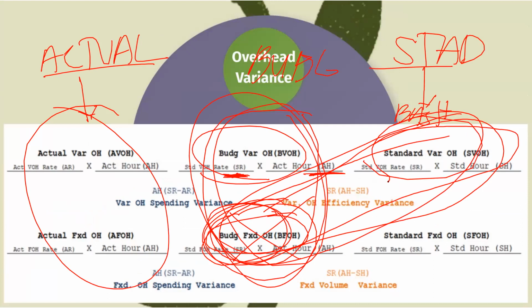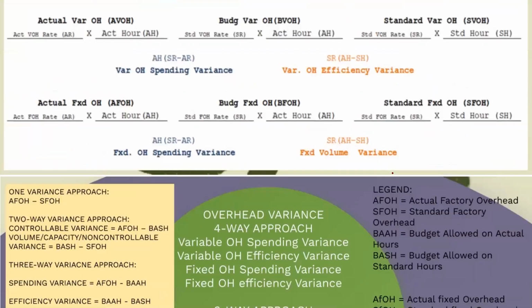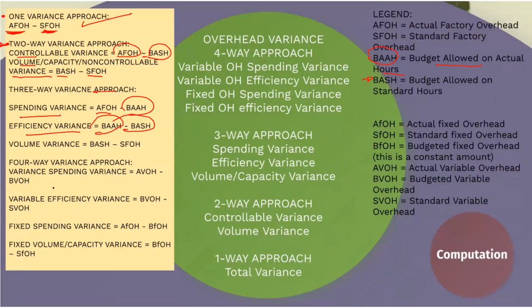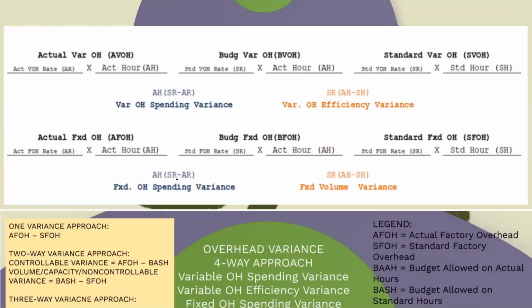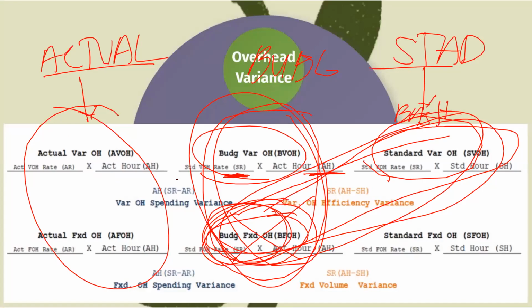Correct? Yes. If you are going back to the four-way analysis, the four-way analysis will give you variable efficiency variance of budgeted variable overhead versus standard variable overhead. The same? Yes. It means that even if you are under the three-way efficiency variance or under the four-way efficiency variance, it should give you the same answer. Okay? What if it's not the same? Then something is wrong with your equation or with your formula. Take note of that. Something is wrong kapag may hindi parehas.